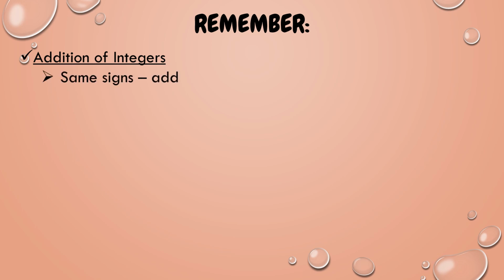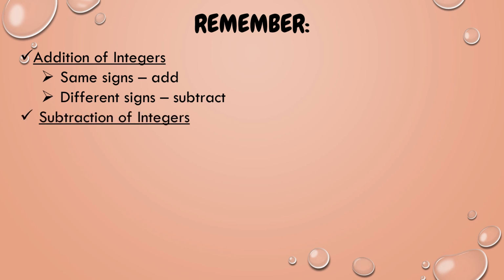Let us now summarize what we have learned in this lesson. First, for the addition of integers. So here are the rules on how to add integers. Same signs, add. Different signs, subtract. So kapag ang dalawang numbers ay tulad ng sign, i-add nyo yun. Kapag magkaiba ng sign, ang isa ay positive at ang isa ay negative, you have to subtract. Next, subtraction of integers.